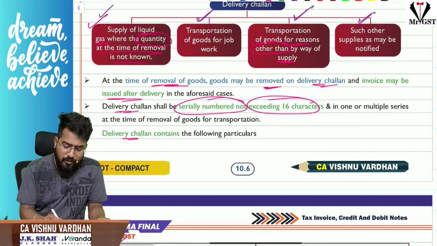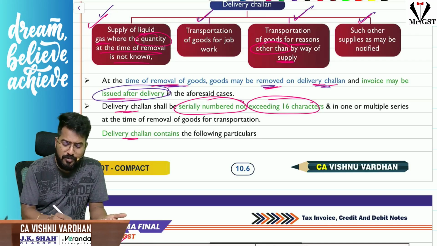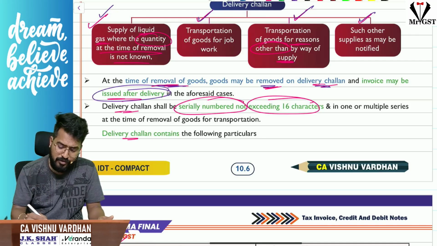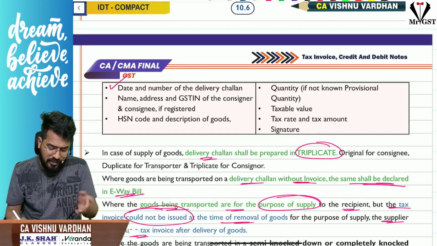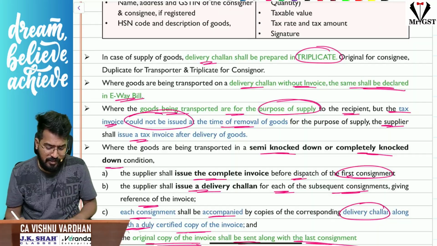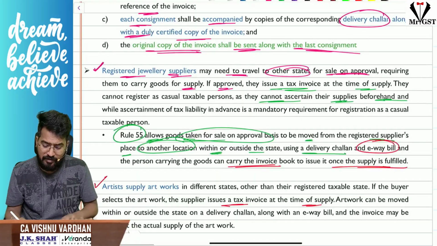And delivery challan, at the time of removal of the goods, it may be removed on delivery challan. Invoice can be issued after the delivery of the goods also, and it also should be serially numbered, not exceeding 16 characters, same story. And the contents of delivery challan, it should be raised in triplicate copy, all that. So you can just go through that procedure, not that greatly relevant, nothing to worry.